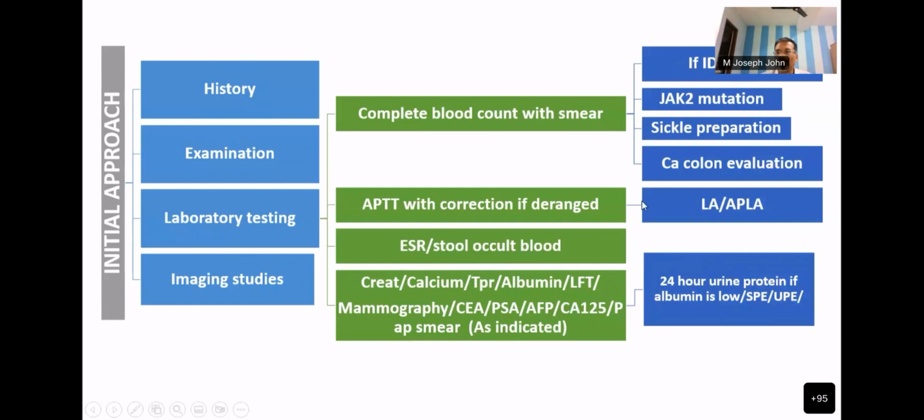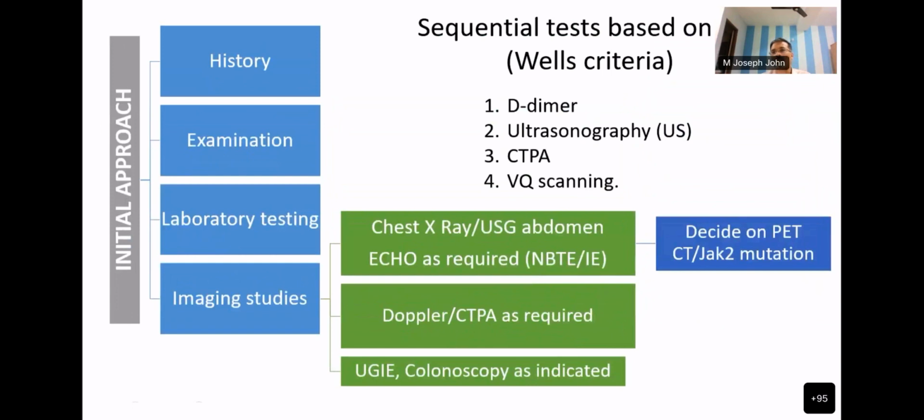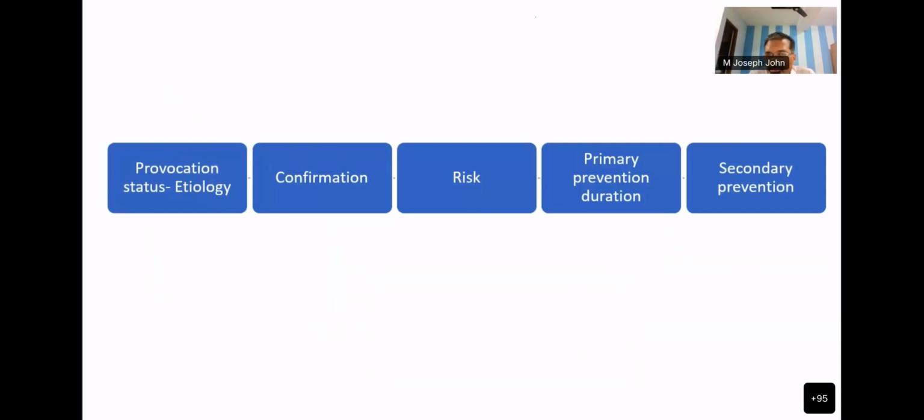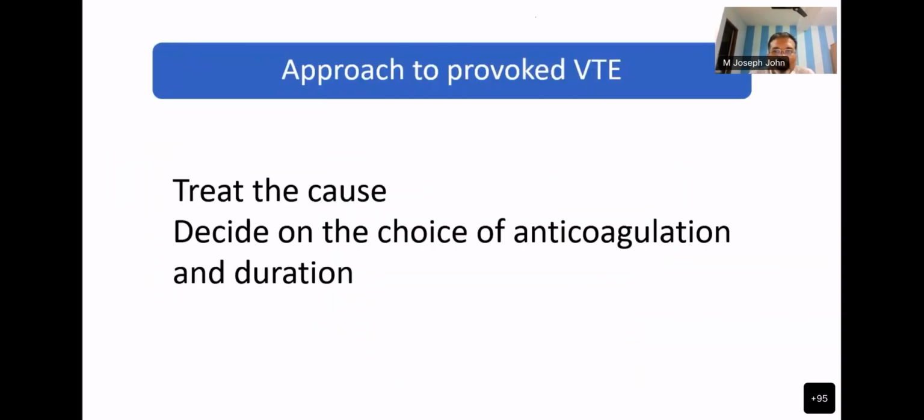Initially, we'll send these tests and 24-hour protein if the albumin is low. Again, differentiating between provoked and unprovoked, transient or permanent causes. Imaging, X-ray, Doppler, and colonoscopy is to be done based upon what you are seeing. Sequential testing is the word used following a D-dimer, whether to do an ultrasound or a CTPA. So provocation status, confirmation, risk factor identification, primary prevention and secondary prevention is the goal of therapy here. So treat the cause, decide the choice of anticoagulation and the duration.